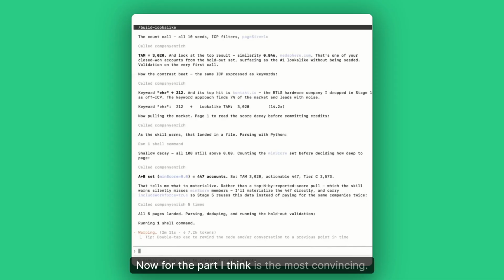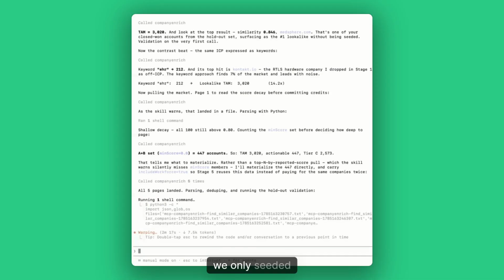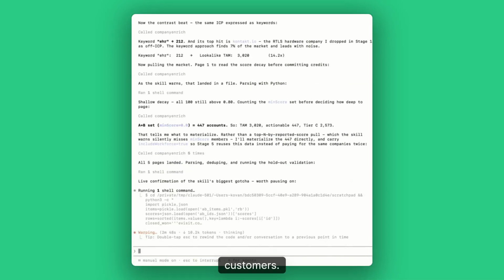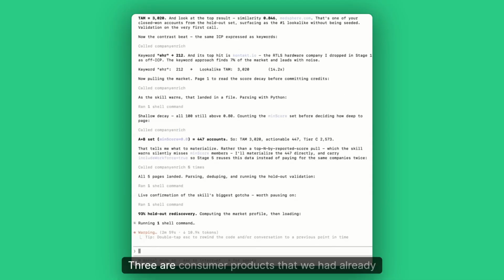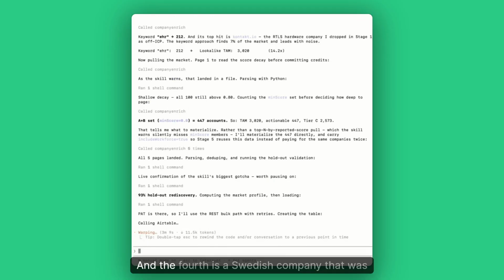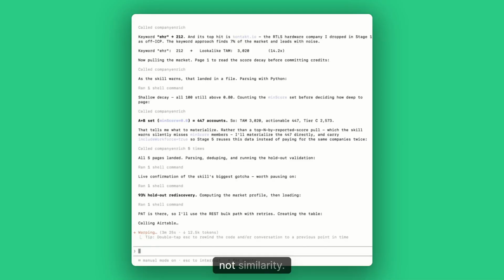Now, for the part I think is the most convincing. Remember, we only seeded 10 customers. The other 60 were completely hidden from the engine. Even so, it rediscovered 56 of them, that's 93%. 26 show up in the top 20, and the top 3 results are all real close-won customers. The four it missed are interesting too. 3 are consumer products that we had already decided didn't belong in our ICP, and the 4th is a Swedish company that was excluded by our country filter. So those misses are about filtering, not similarity.